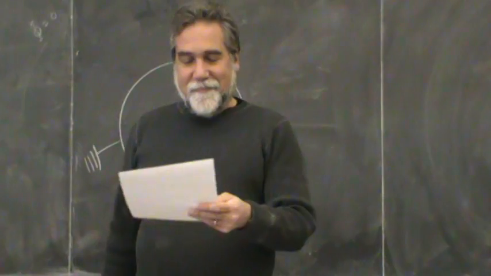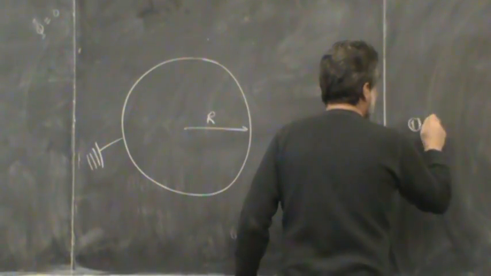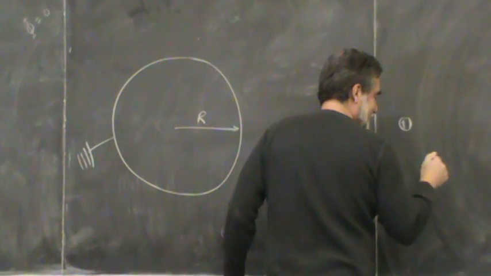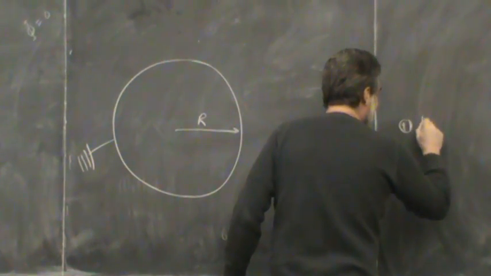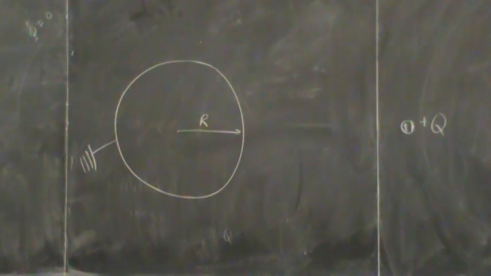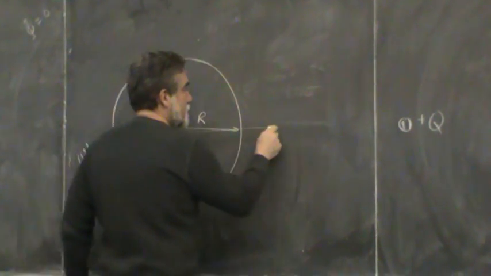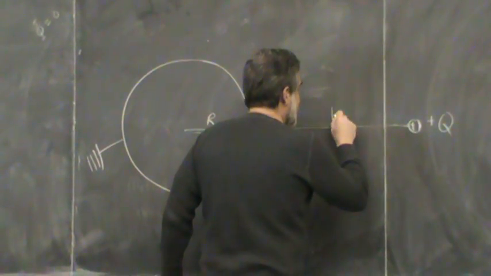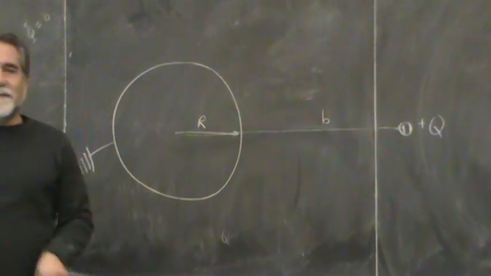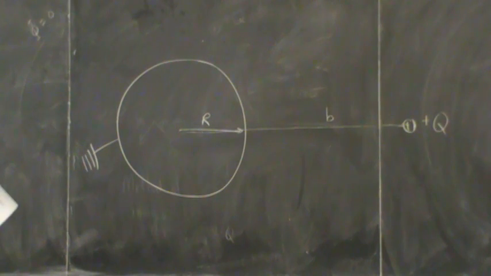Conducting sphere. All right. And so we're going to put a charge plus Q out here. I did use R, and the distance out here in my notes that I used is distance B. Right? And that's it.